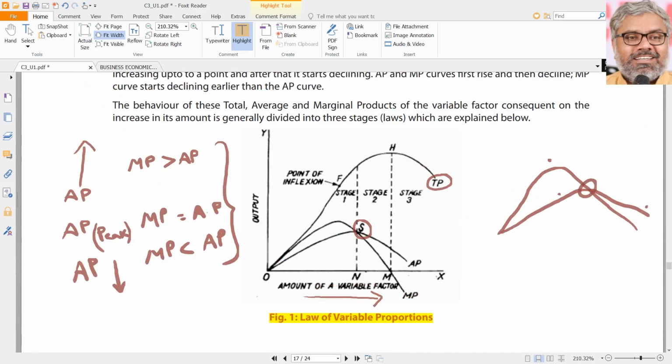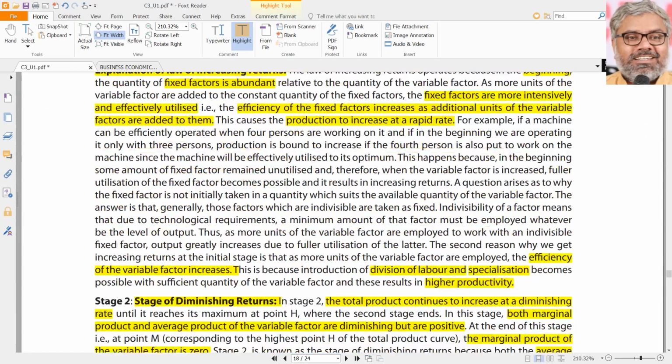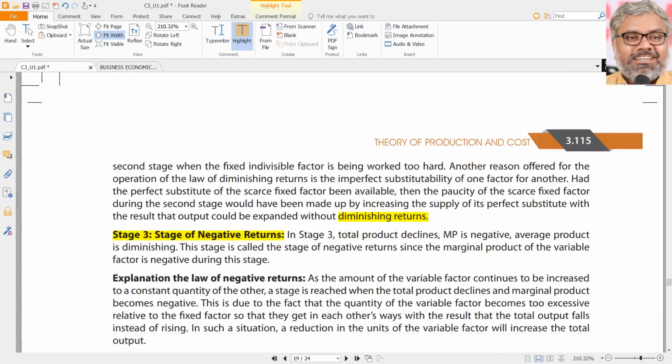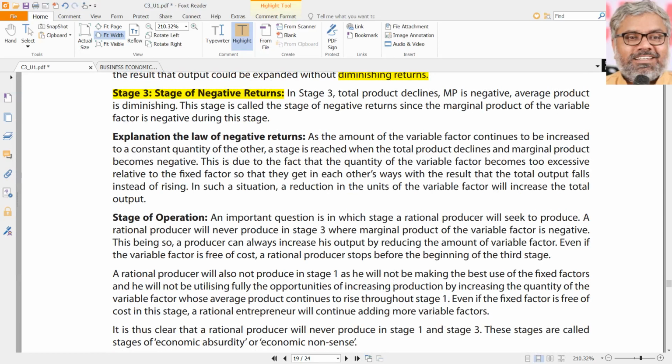Negative returns, where the total product starts declining and marginal product starts becoming negative. That is stage 3. That is called the law, or the stage, of negative returns, where the marginal product of the variable factor becomes negative during this stage.